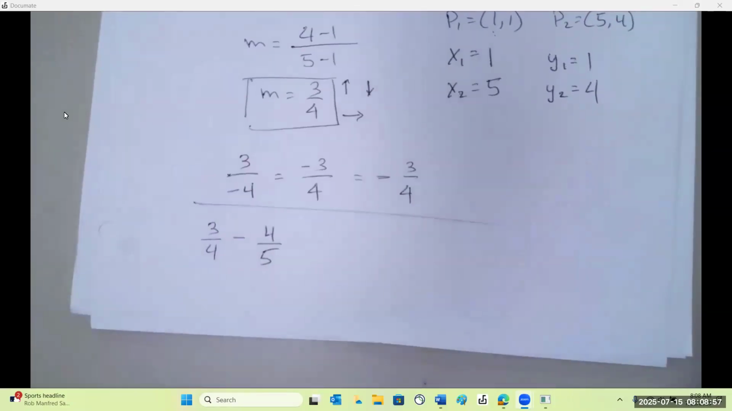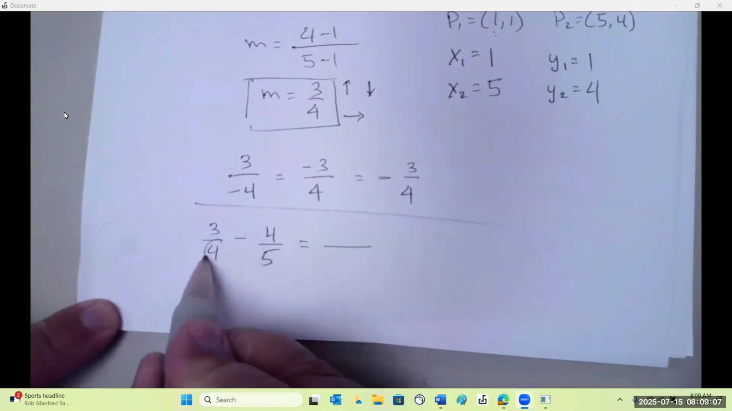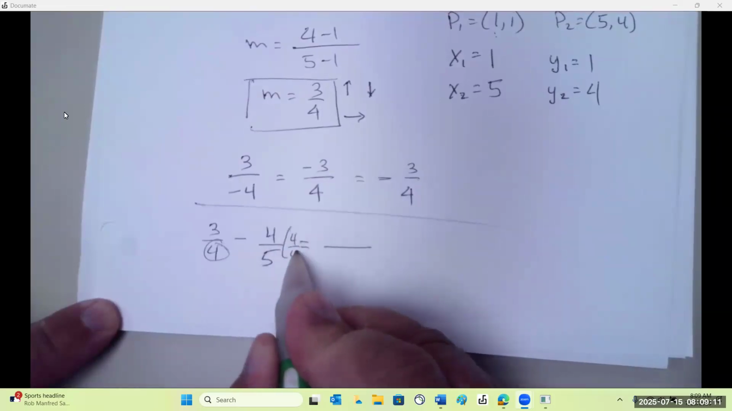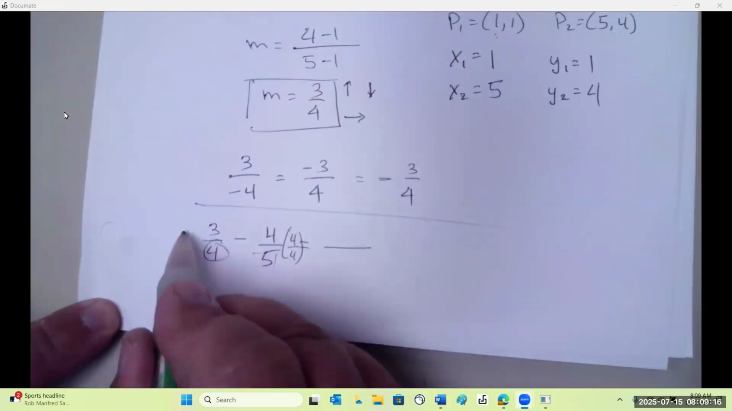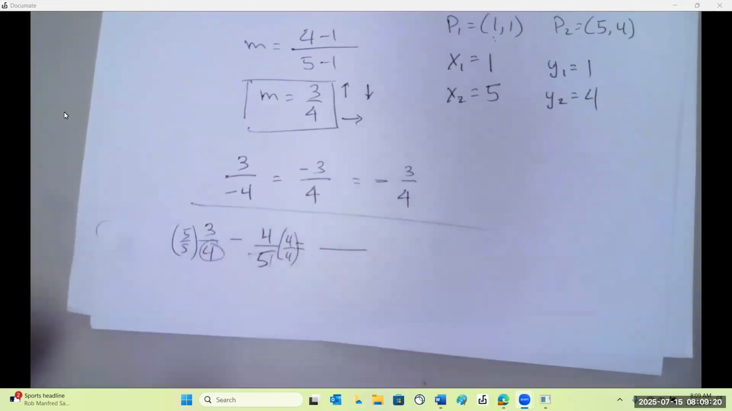What's the rule for subtracting fractions? You have to have a common denominator. So since this one's a 4, this one doesn't have a 4 on the bottom, I have to give it a 4. This one has a 5. This one doesn't have a 5 on the bottom. So why do I multiply by 5 over 5 here and a 4 over 4 here?